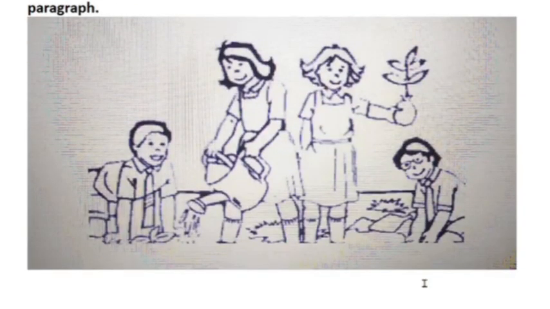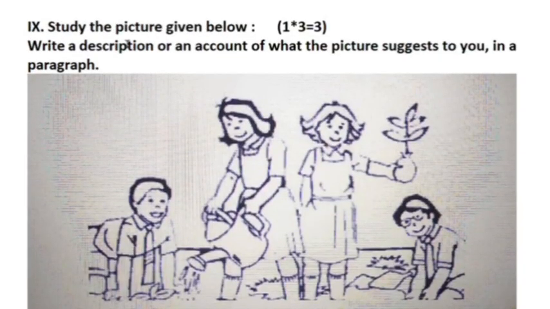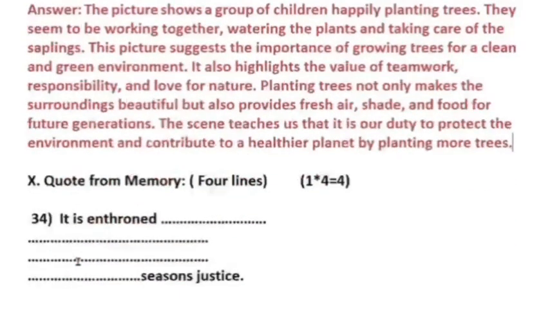Ninth main, study the picture given below. Write the description or an account of what the picture suggests to you in a paragraph. So you can see the picture, you can see the children are planting, they are doing work together, taking care of the plants, watering, etc. So the answer will be like this.